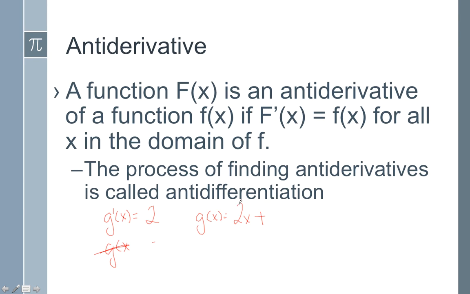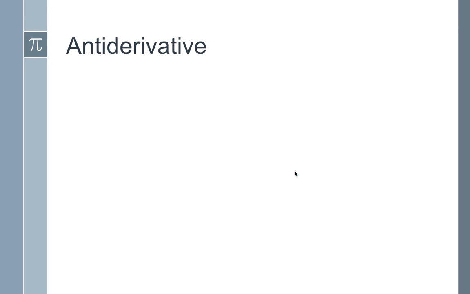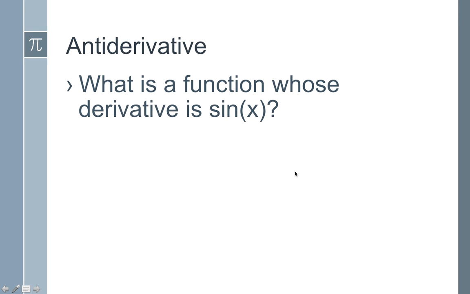And you might recall this from one of my tests from previous in the class. Some of you guys wrote numbers out here, some of you guys didn't. But what we do in here is we write a big C, because we don't know what that constant is. It could be anything. Because the derivative of this function is 2, because the derivative of a constant is 0. So here's a question you might be asked. What is a function whose derivative is sine of x?